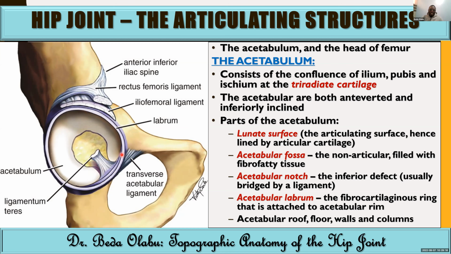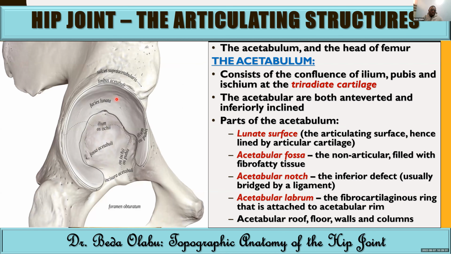Then we have what we call the acetabular roof, acetabular floor, acetabular walls, and acetabular column. The roof is the upper part. Maybe let me use this other image. The roof is the upper part of the acetabulum, so largely on the side of the ilium. The floor is on the side of the acetabular fossa, so the bone there at the acetabular fossa is the floor. The floor separates the acetabulum from the pelvic cavity.